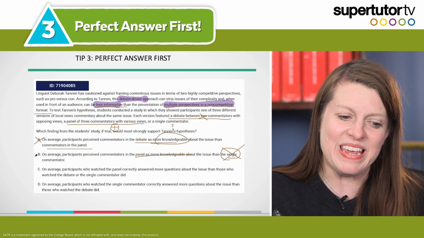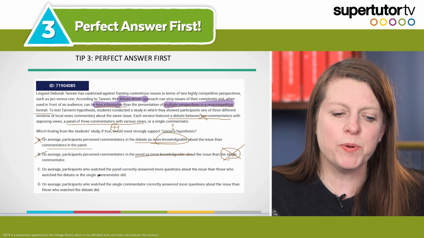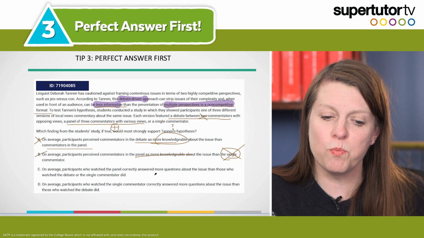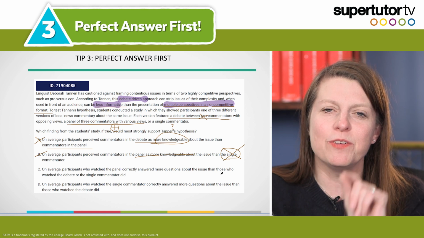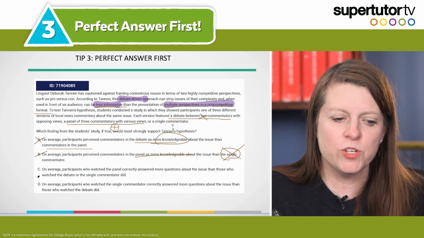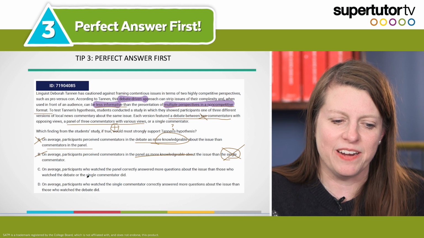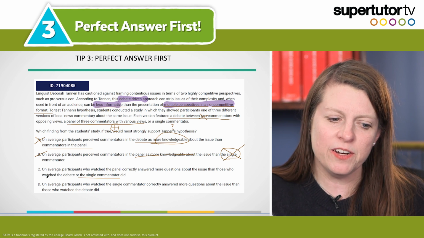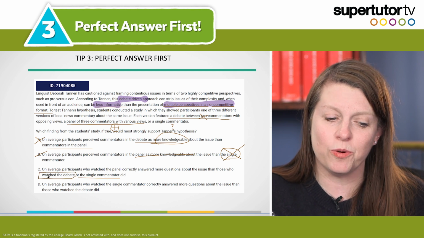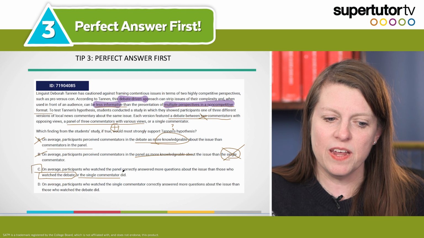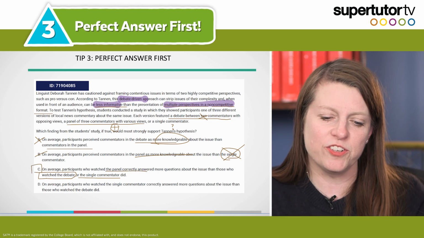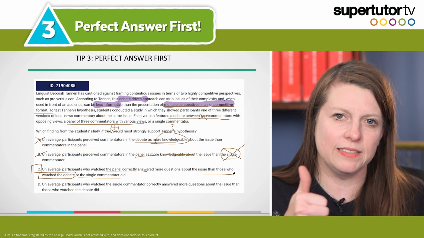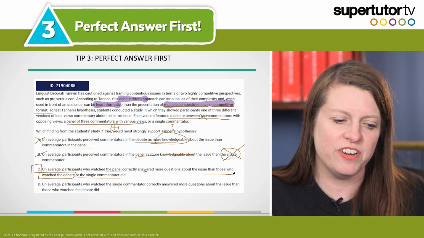I can't pick B. C: On average, participants who watched the panel correctly answered more questions about the issue than those who watched the debate or the single commentator did. They correctly answered questions. That means it was informative, right? I don't really know what to make about the single commentator, but than those who watched the debate, this totally clocks, you guys, right? The panel is going to be the most informative. We're going to be smarter than if we watched the debate, and I'm going to answer more questions correctly, right? Because I got more information.